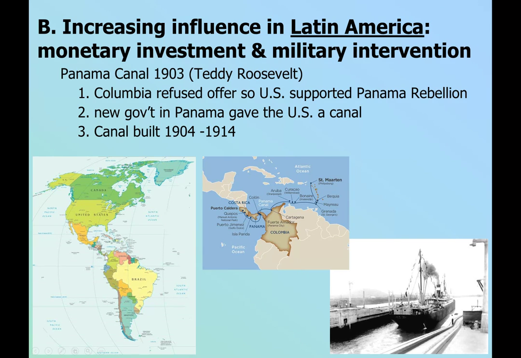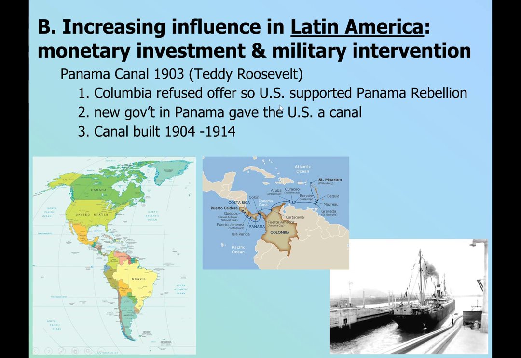Okay, now here's the thing. Panama didn't actually exist at this time. It was a territory in Colombia. So this is part of the country of Colombia. It wasn't its own country. And so Teddy Roosevelt approached Colombia and he said, hey, can we build a canal? And Colombia said no.